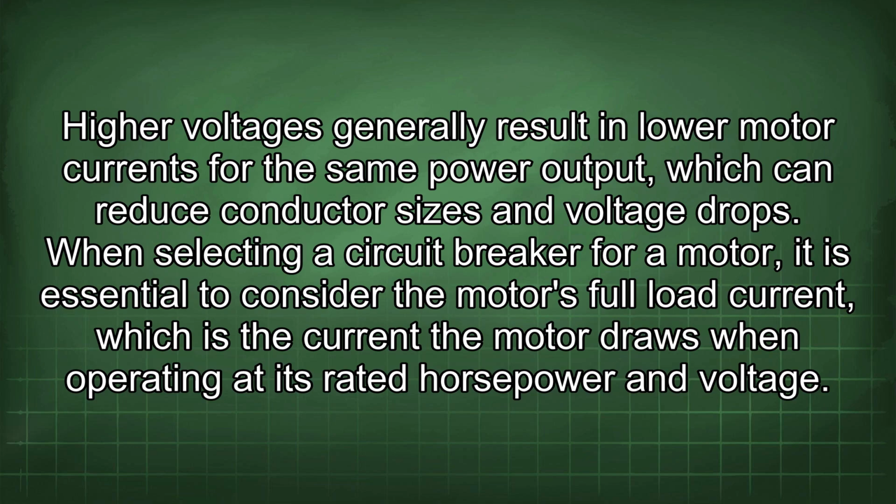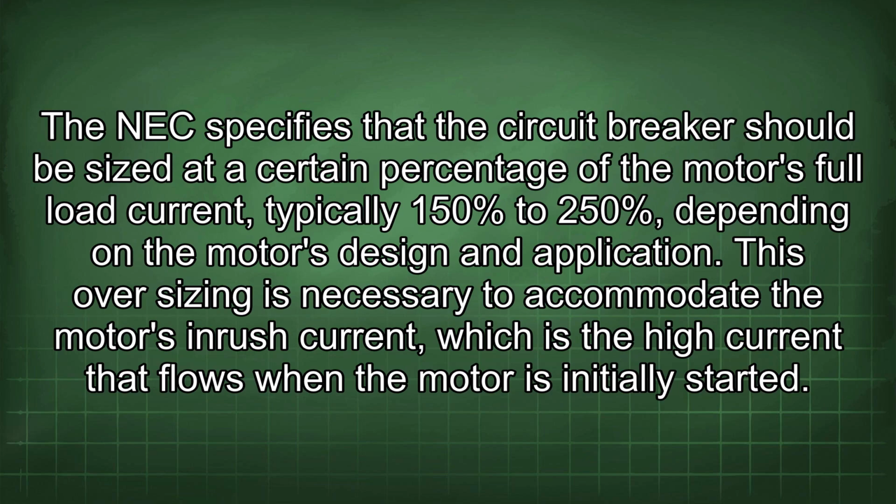High voltages generally result in low motor currents for the same power output, which can reduce conductor sizes and voltage drops. When selecting a circuit breaker for a motor, it is essential to consider the motor's full load current, which is the current the motor draws when operating at its rated horsepower and voltage. The NEC specifies that the circuit breaker should be sized at a certain percentage of the motor's full load current, typically 150% to 250%, depending on the motor's design and application.